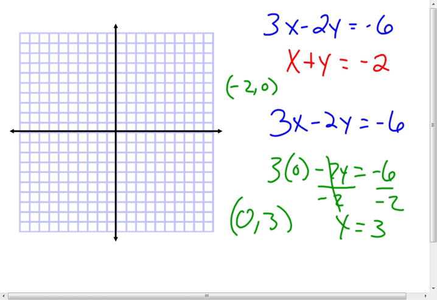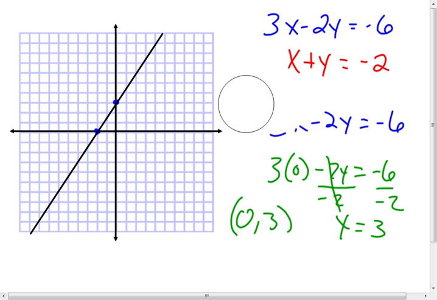So we can plot both of these points on the graph. 0 comma 3, let's do this in blue. 0 comma 3 is here on the y-axis, negative 2, 0 is on the x-axis, and we draw a line between these 2 points. We have the blue line graphed. Now we need to do the red line.